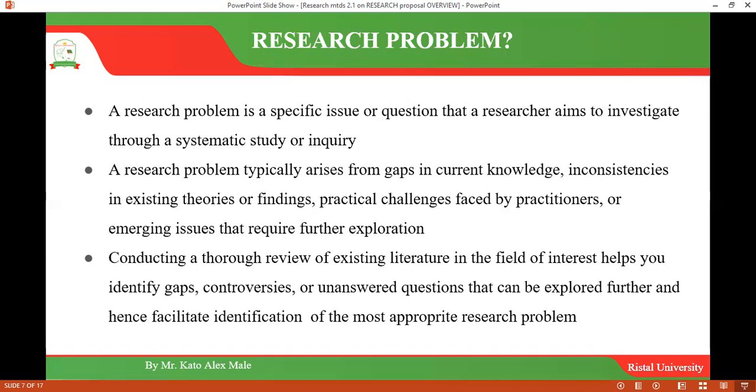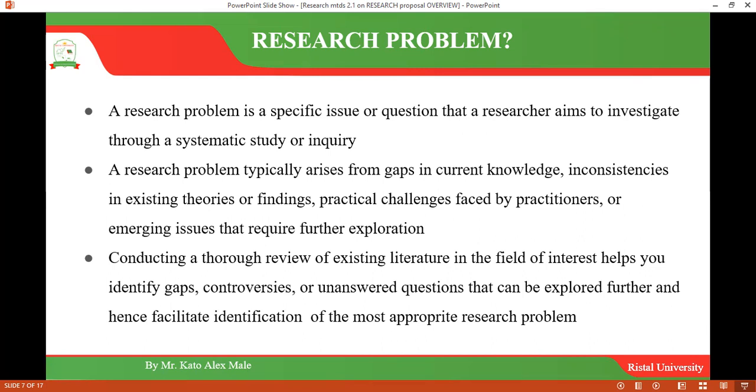A research problem is a specific issue or question that a researcher aims to investigate through a systematic study. It is your target issue. It is your target factor. Everything in your research rotates around this problem. The justification comes from the problem. The literature review, you're reviewing about this problem. The methodologies that you will follow, everything rotates around the problem.